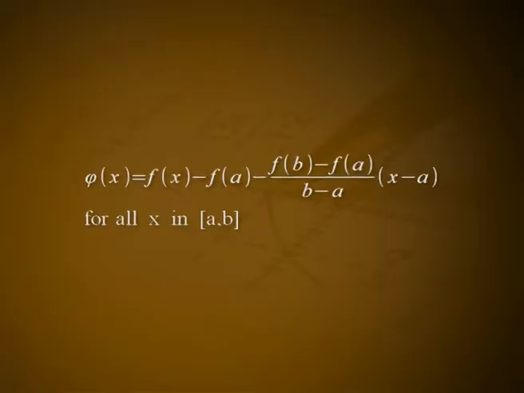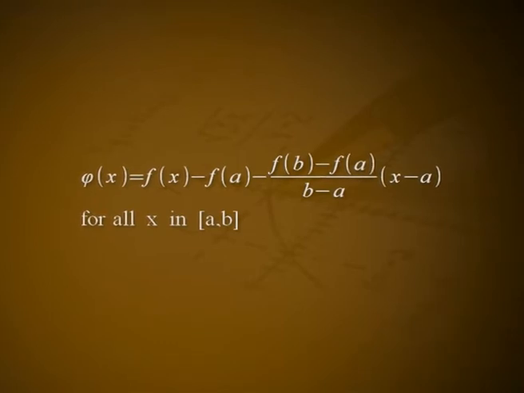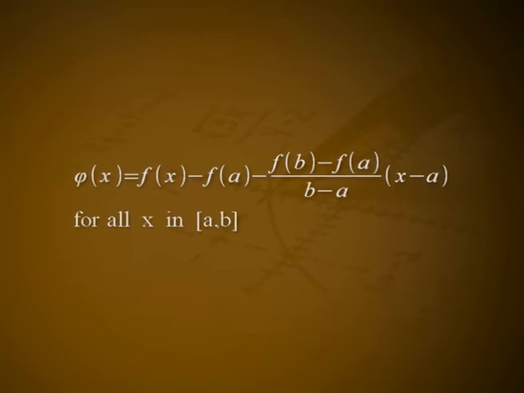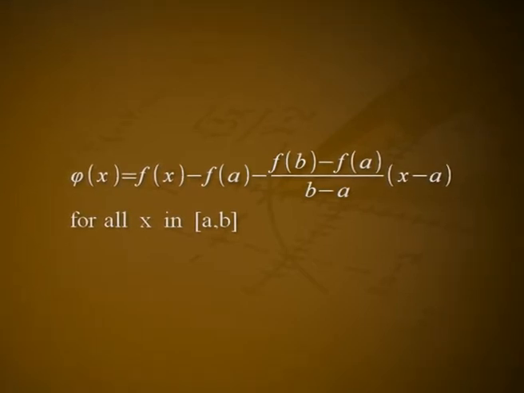Proof. Consider the function phi defined on the closed interval [a, b] by phi(x) = f(x) - f(a) - [(f(b) - f(a))/(b - a)](x - a) for all x in [a, b]. Since f is continuous and differentiable, phi is continuous on [a, b] and differentiable on (a, b), and phi'(x) = f'(x) - (f(b) - f(a))/(b - a).